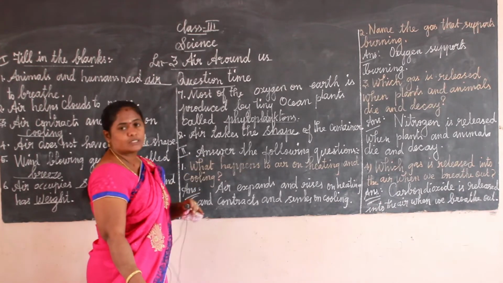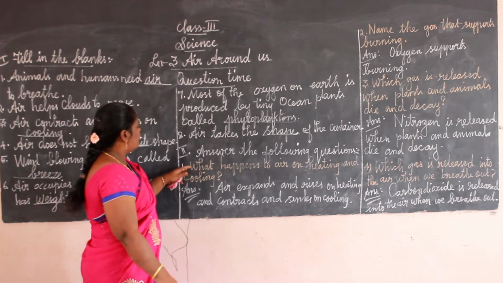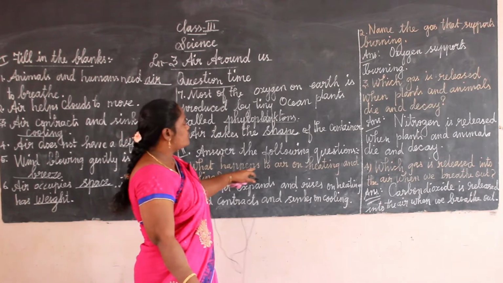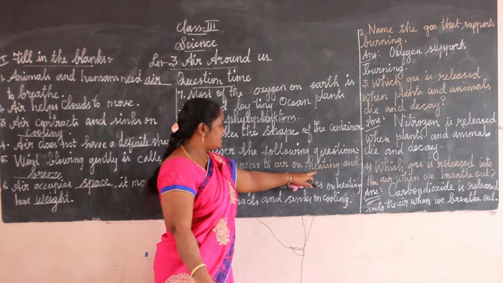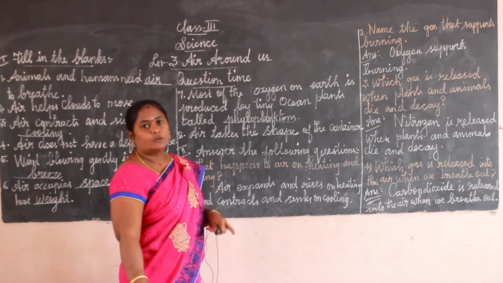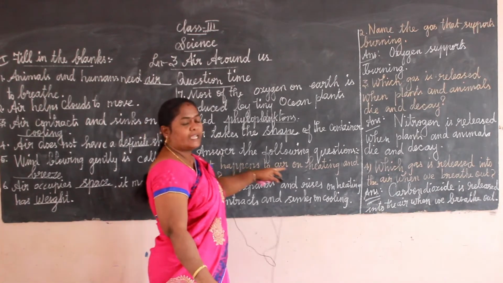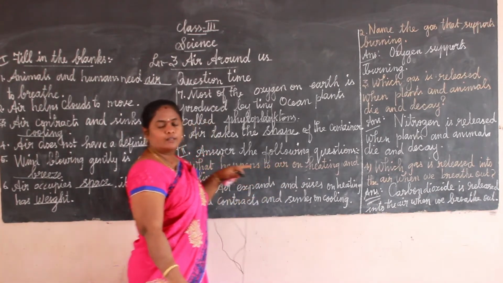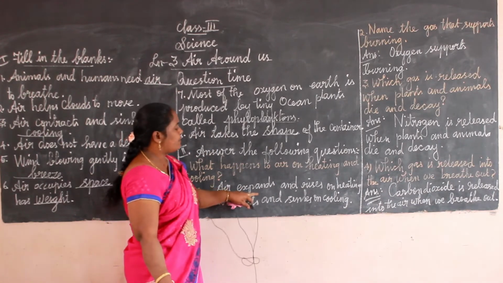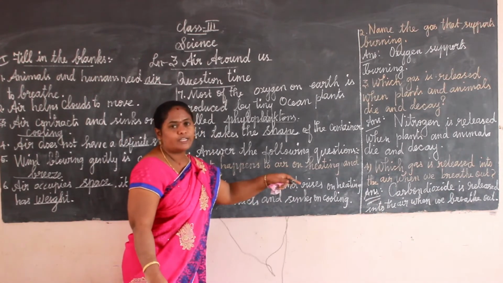Okay, and then next one, second Roman letter. Answer the following questions. Short answers. What happens to air on heating and cooling? Air expands and rises on heating.